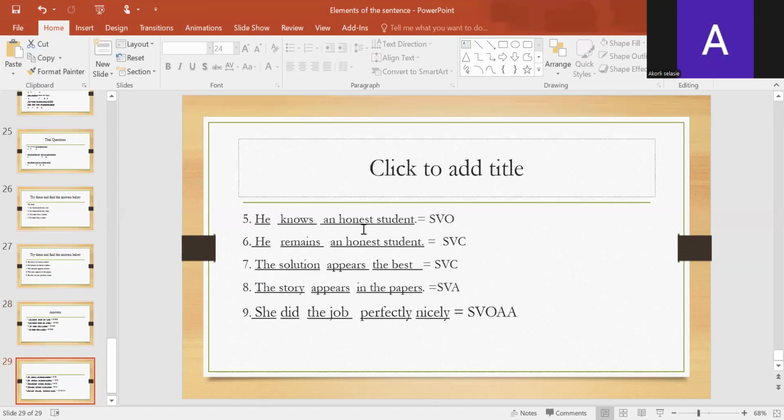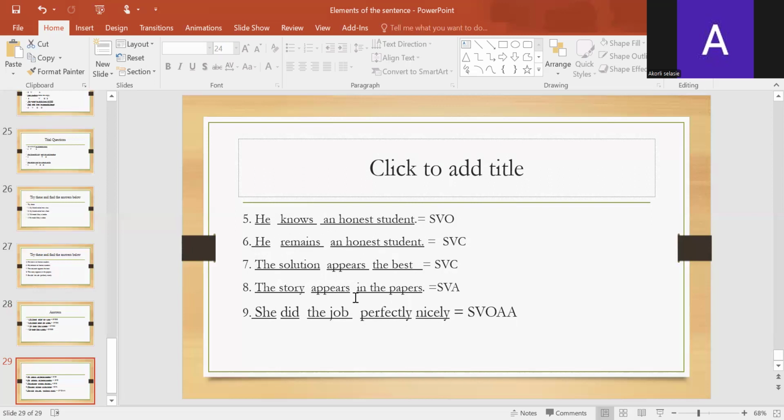He knows an honest student. Action verb, SVO. He remains an honest student. SVC. Remember that remains is also one of those linking verbs I talked about, which don't take objects, but take complements. It's one of them. He remains an honest student. The solution appears the best. SVC. Appears is one of those verbs.